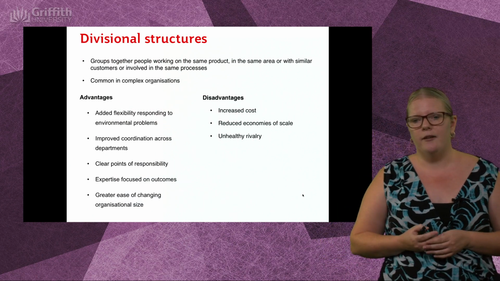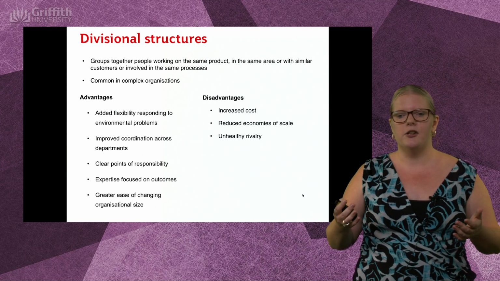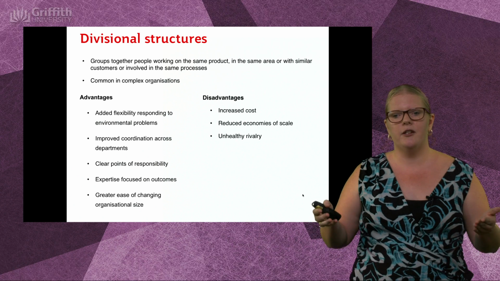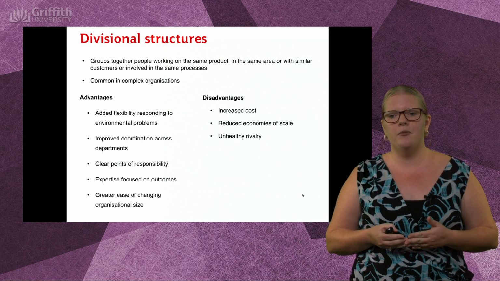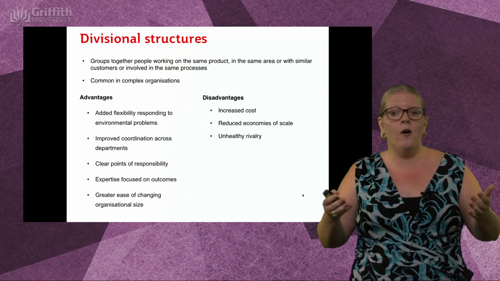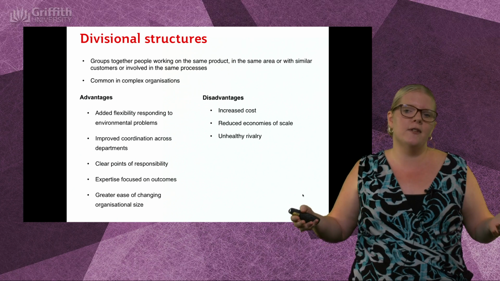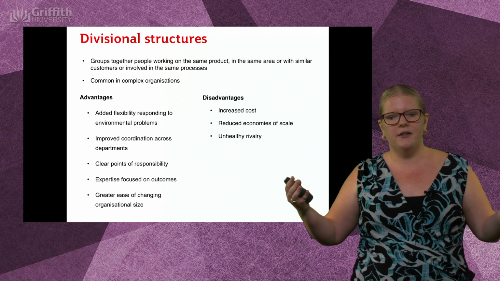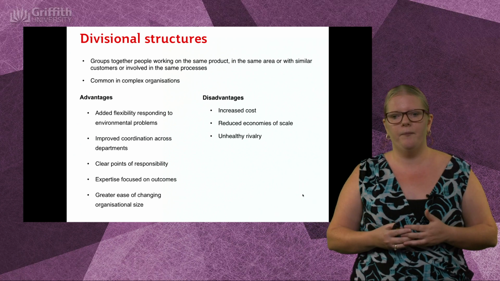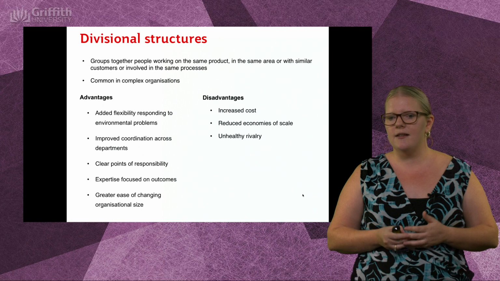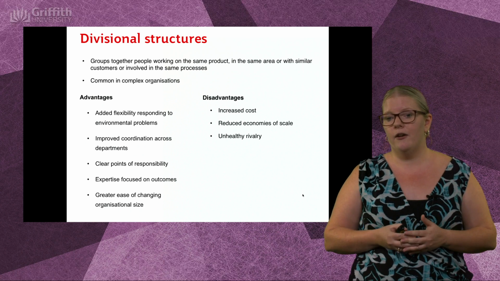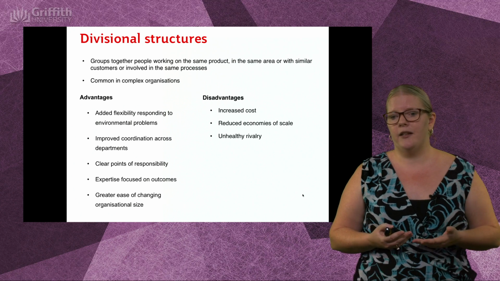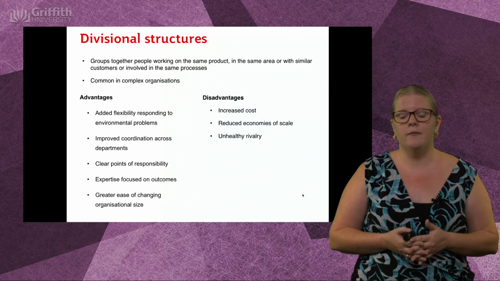The other organisational design structure that exists is a divisional structure. And a divisional structure groups together people working on the same product in the same area, or with the same customers, or involved in the same process. The idea is that in complex organisations, you need an interdisciplinary team. So this structure allows this interdisciplinary nature of the team to exist. And in doing so, it adds the flexibility to responding to environmental problems.